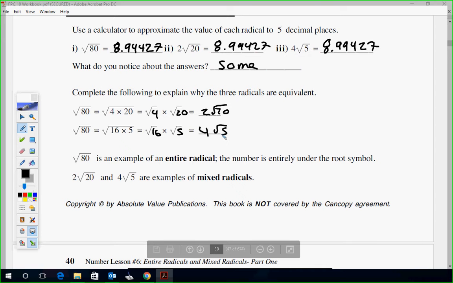Which one of these is the simplest? The bottom one, good. It's the bottom one because we took the biggest perfect square possible. The other reason why, does 5 break down at all? No. Yeah, a 4 goes into 20 again, so that's why this one's not the simplest. Okay, mixed, mixed. This is entire. This one's the simplest.